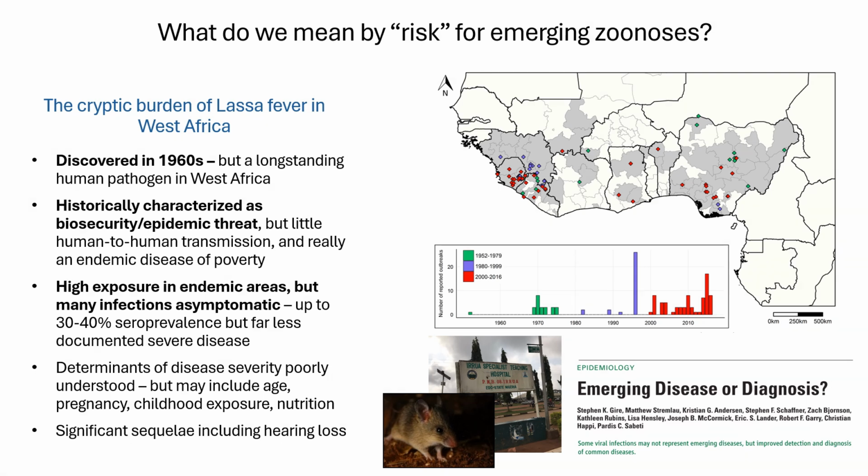Lassa virus was discovered in the 1960s, but genomic evidence indicates that it's a long-standing human pathogen in West Africa. And historically, Lassa had been characterized as mainly a biosecurity epidemic threat. But in truth, there's relatively little human-to-human transmission, and this is really an endemic disease of poverty. Populations in endemic areas are exposed at quite high rates, but many of those infections are asymptomatic. We don't have a good understanding of what determines disease severity, but it is likely to include a whole series of biosocial factors, including age, pregnancy, childhood exposure, and nutrition.